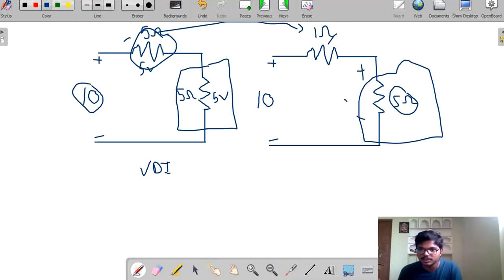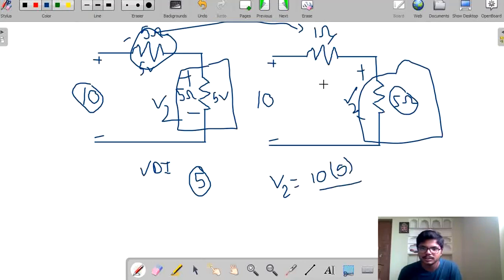Here assume this voltage as V2. In the first case, what is my V2? In the first case, my V2 equals 5 volts. Now apply the simple voltage division rule. What is the voltage division rule? V2 equals the total voltage, which is 10, into the resistance where we require it, 5, divided by the total resistance, 5 plus 1, which is 6. So it is 50 by 6, approximately 8.33 volts.